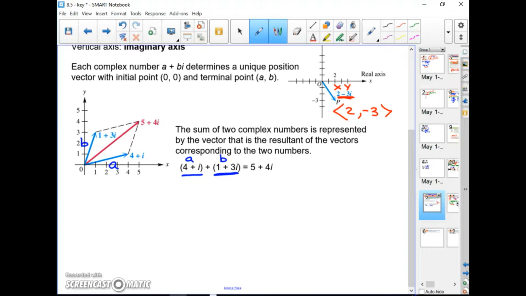It is pretty easy to see where that 5 comes from. Just add the x coordinates. 4 plus 1 is 5. And then add the y components. i plus 3i is 4i. That's how they're getting their resultants. Okay? Their A plus B, or their resultant force in this picture, is just drawn by adding the components. Add the x's, add the y's.